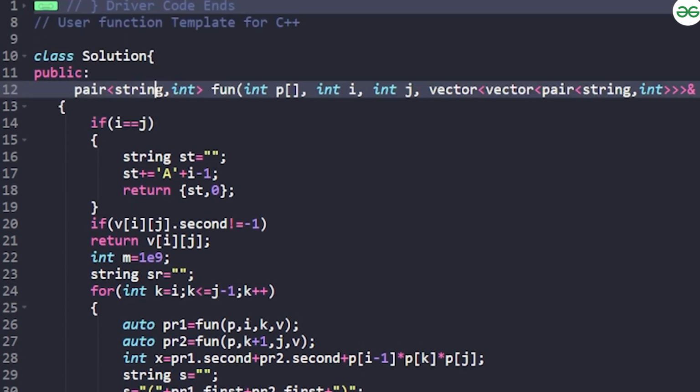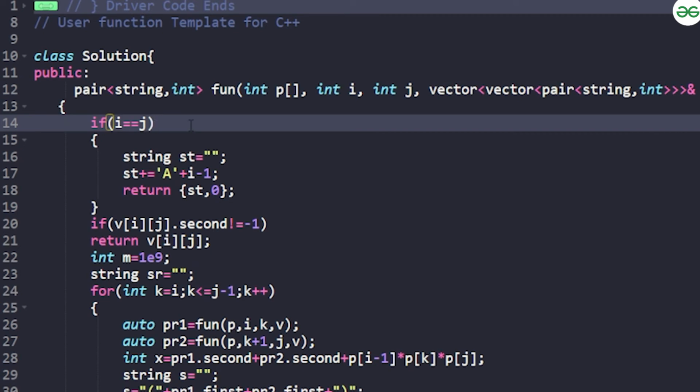This function will return us a pair of string comma int, and will first of all pass the p array that has been given to us. We'll pass the i and the j, and we'll pass the dp array. Okay, and what we will do is, if i is equal to j, what does that mean? It means we have reached the base case.